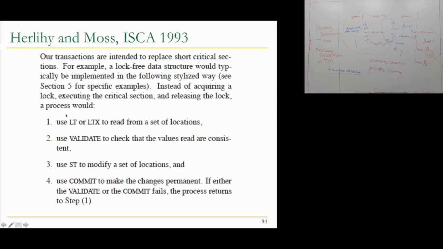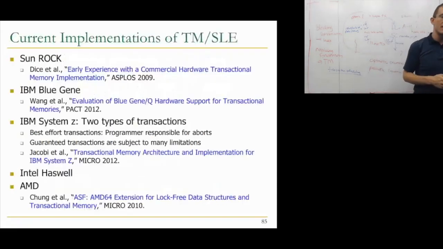So there's no lock. You see, you start doing load transactional. And then you do validate to check that the values read are consistent. Validate means if no one has updated them, that's okay. They're consistent because they check the transaction cache. Use store to modify a set of locations, and use commit to make the changes permanent. If either the validate or the commit fails, the process returns to step 1. There you go. That's the atomic part of it. Okay? So you can read the paper in more detail. This is the beginning of transactional memory.